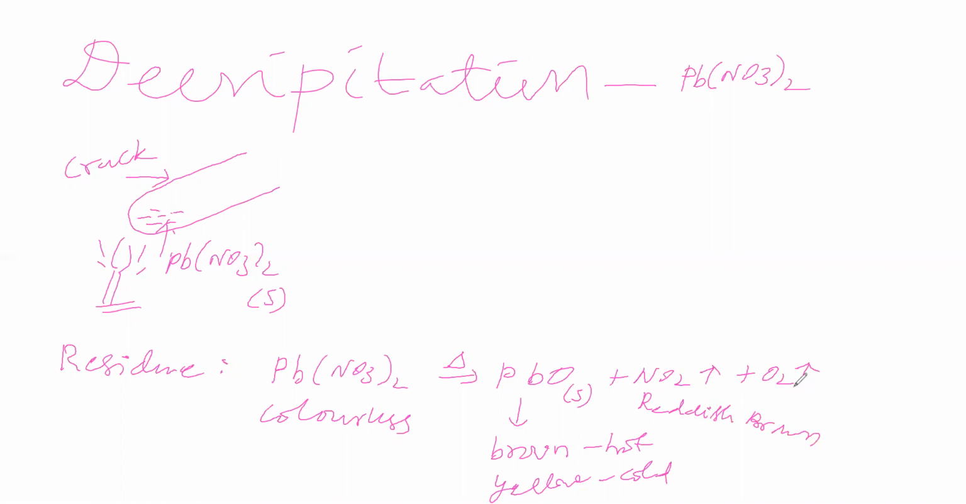O2 is colorless and the residue is metal oxide. The metal oxide is plumbous oxide, that is PbO. PbO is brown in color in the hot condition and yellow in color in the cold condition. Sir, in the residue, next possibility we'll see.